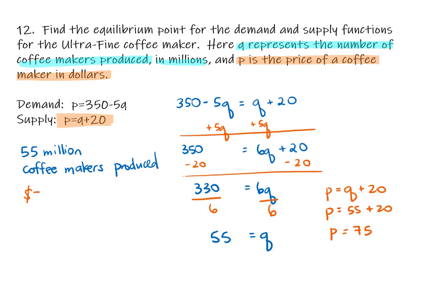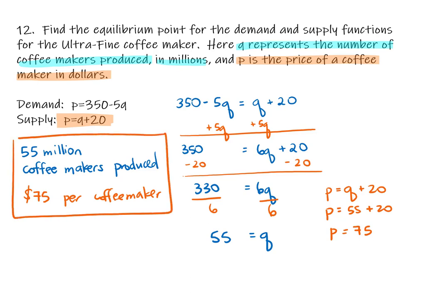We'll say $75 per coffee maker. If the price is $75 per coffee maker, then there will be 55 million coffee makers produced, and the supply will meet the demand, and that would be 55 million coffee makers.